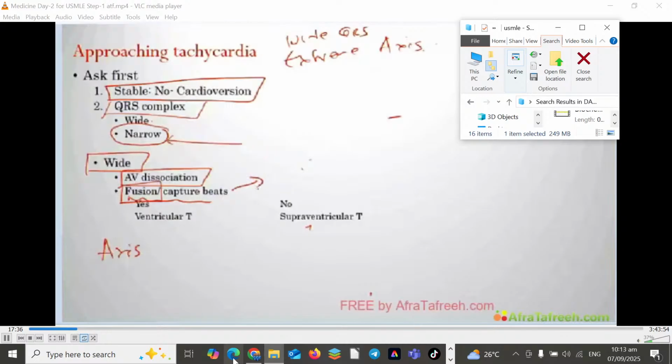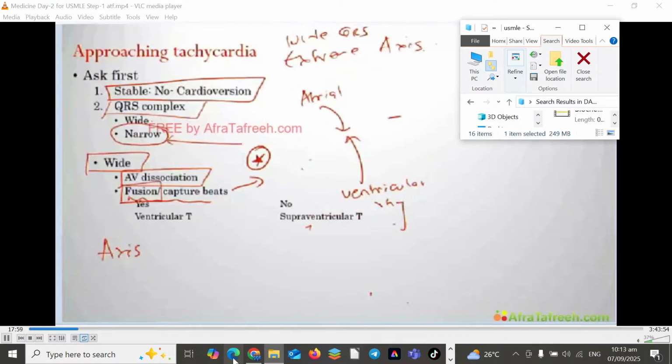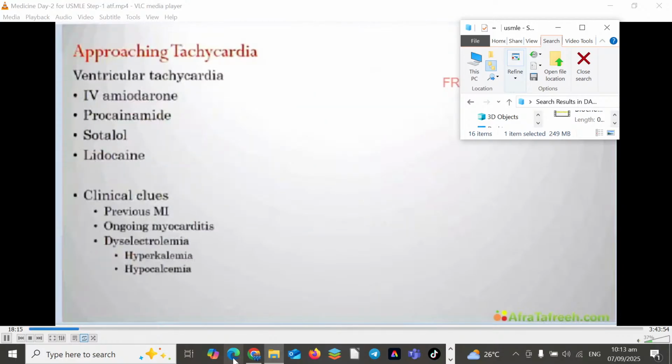Unfortunately, I don't think I have this picture in my slides today. I will come back to this topic tomorrow so that I can show you more pictures and help you understand what a fusion and a capture beat look like. But the basic concept is that wherever the atrial rhythm hits the ventricular rhythm, that will result in a fusion beat. So whenever you talk about ventricular tachycardias, you might come across this term, fusion beats. We'll get to it tomorrow, or today if I get the photos of it.